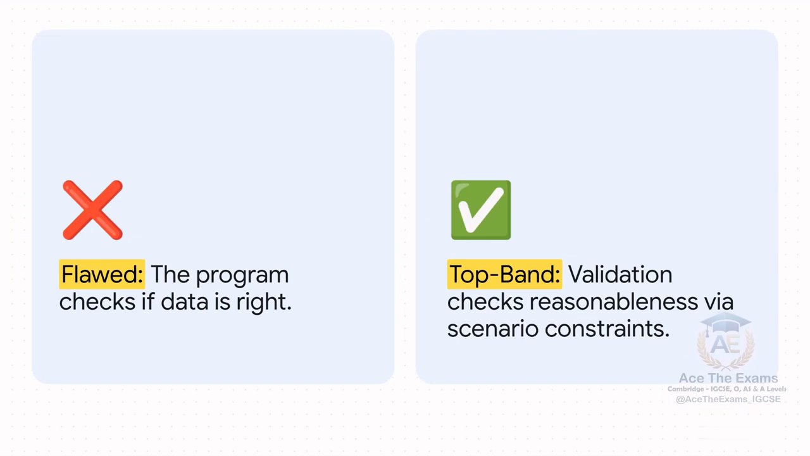Let's actually see this framework in action. A flawed student answer might say something like, the program checks if data is right. Look, that gets you 0 marks. It's way too vague and non-technical. Contrast that with this top band upgrade. Validation checks reasonableness. Verification checks entered data is correct using scenario constraints. You see the difference there? We define the exact mechanism, we clearly separate validation from verification, and we use the exact, precise phrasing that those examiners are actively scanning for.